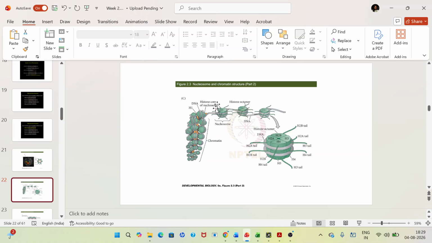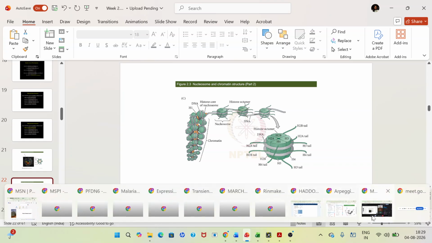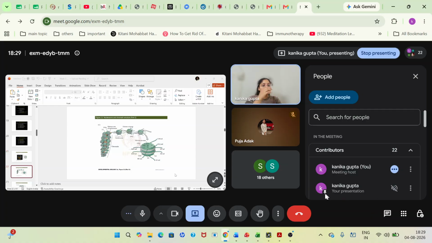Okay, so a single unit is called what? Nucleosome. That means a histone octacore, and wrapped around it is the DNA. The single unit is called the nucleosome. Then these nucleosomes undergo different kinds of arrangements to form the whole chromosome. Okay, so we're not going into those details, that you will understand in your molecular biology lecture if you are taking one.